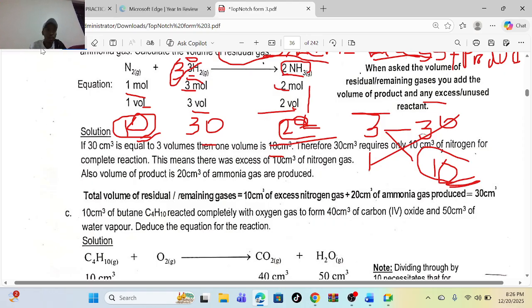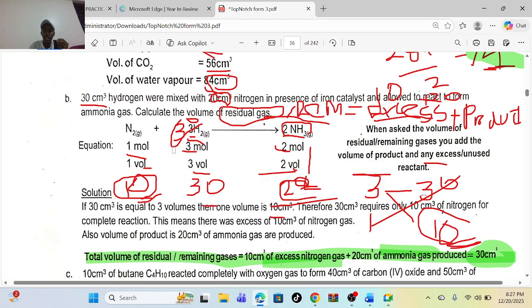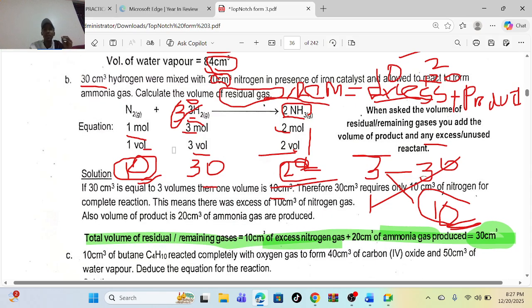Acha nirudie mara moja. This is the total volume of the residual or remaining gas is equals to the 10 of excess nitrogen plus 20 of ammonia, that's the product. Itakuwa 30 cm3. Nikirudia mara moja ni number 1, ukiuliza residual gas, utajua residual gas inamaanisha remaining gas. Residual gas and remaining gas is one and the same. So remaining is equals to excess plus product.